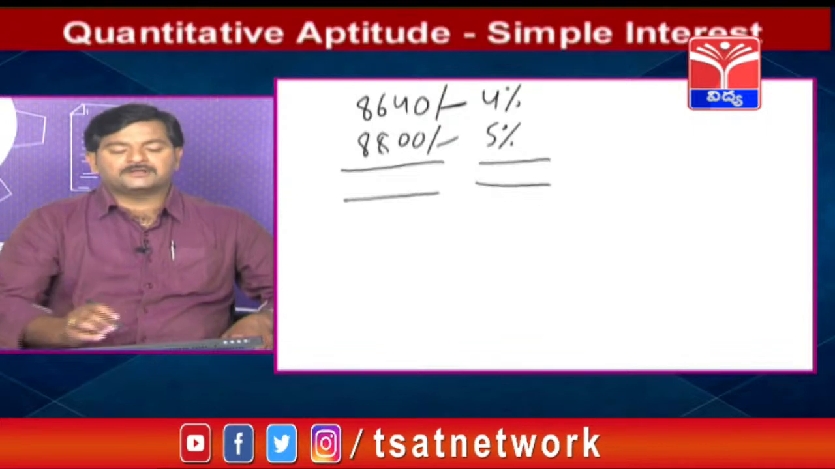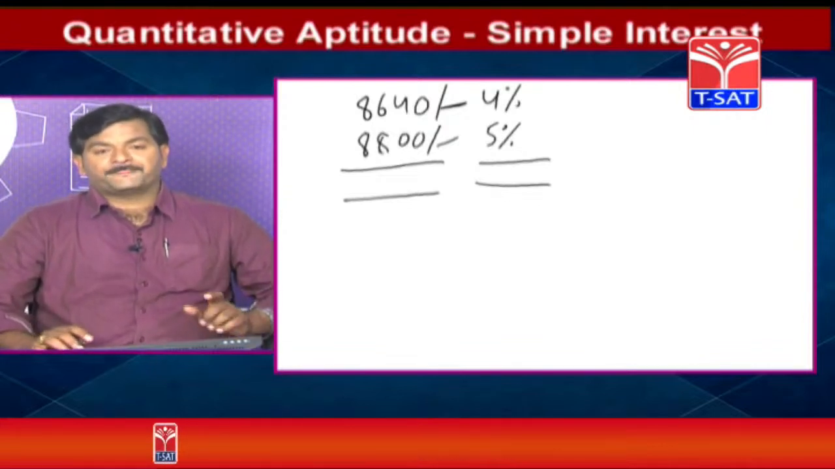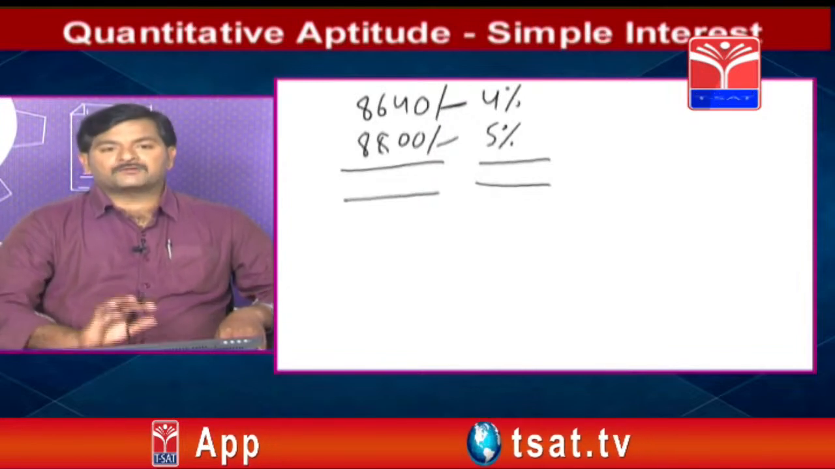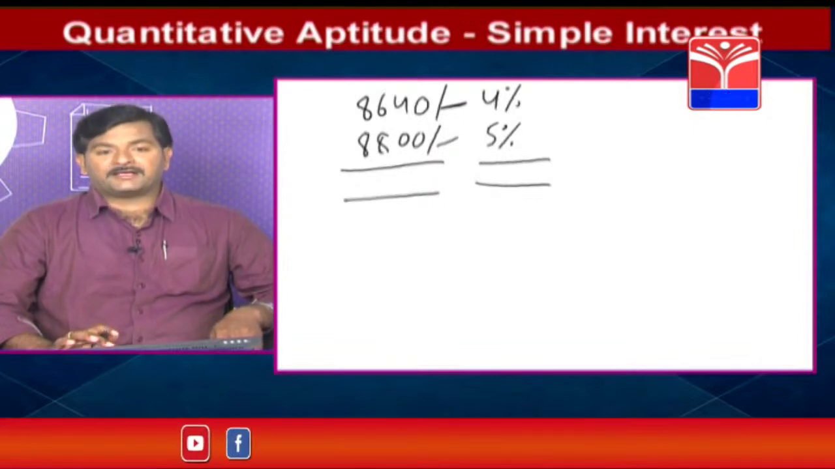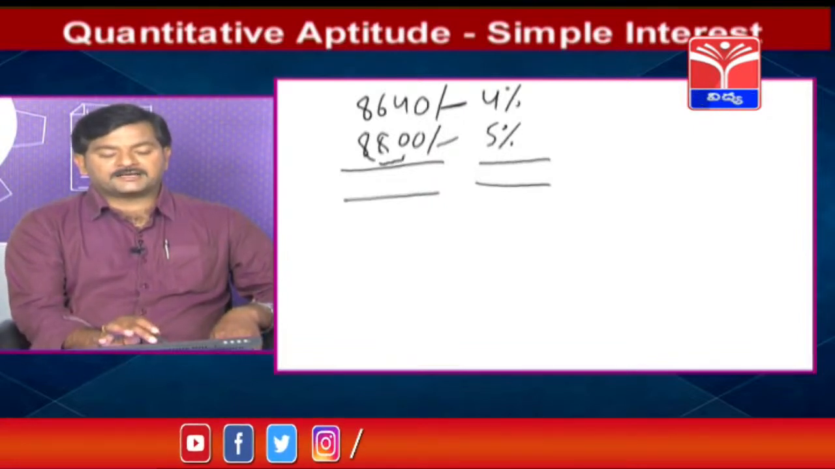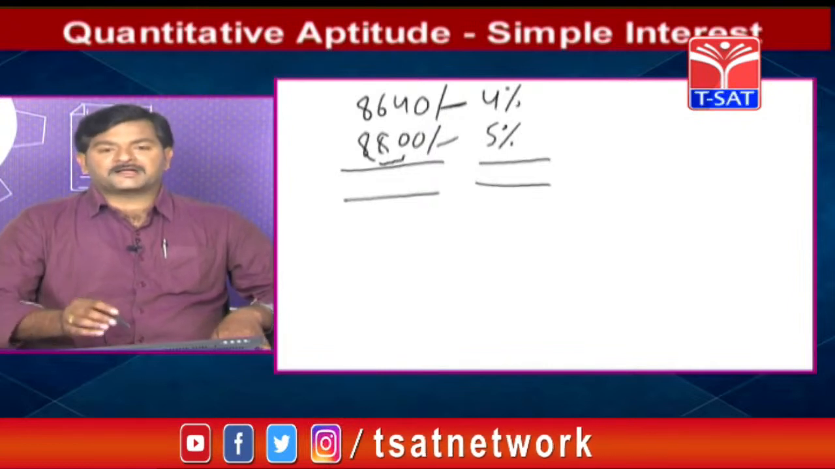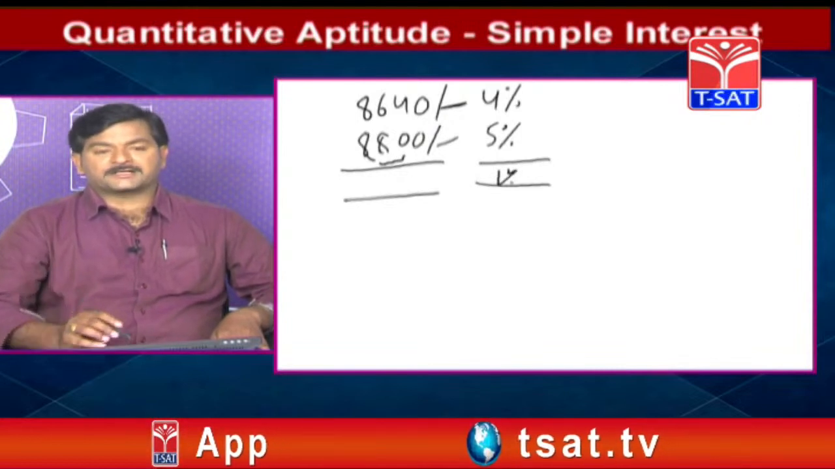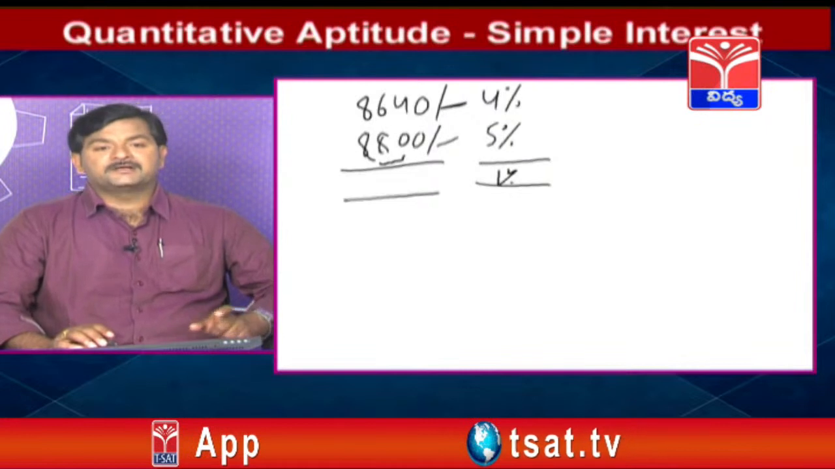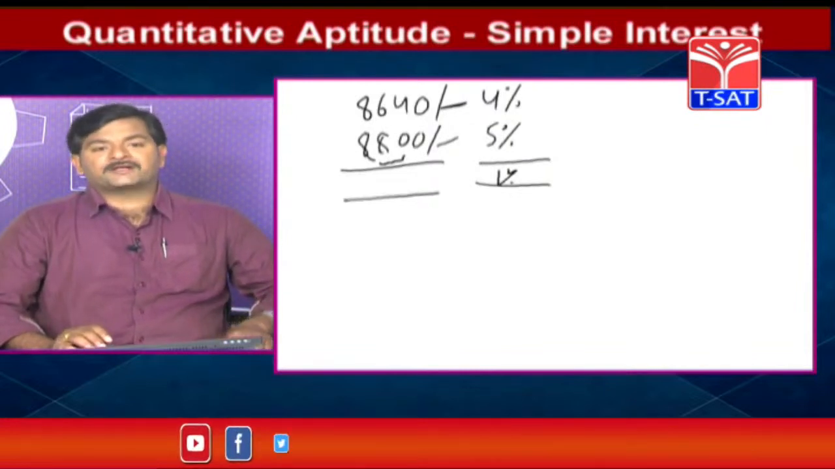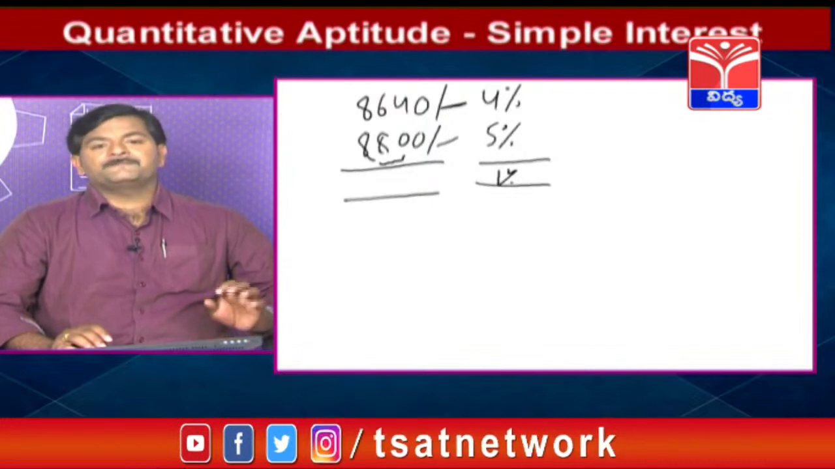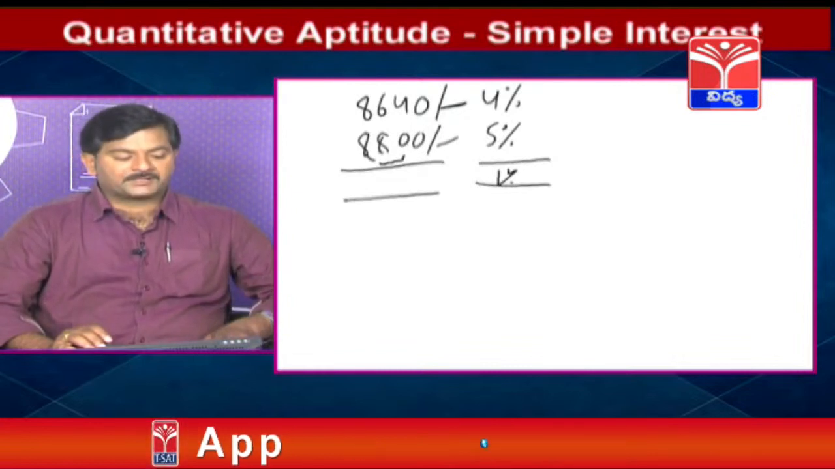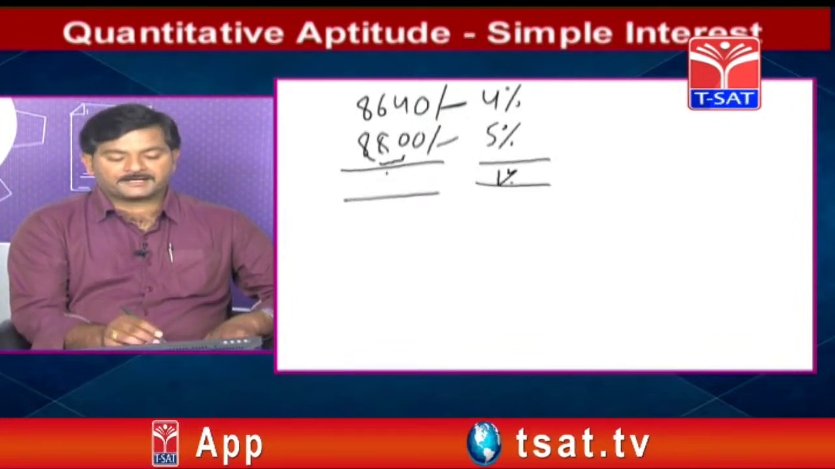So we have just seen one question. If the rate of interest is 4%, after a certain time the amount leads to 8,640. And here it is 8,800. Why is the amount increased here? Because the rate of interest is increased, by only 1%. Since the rate of interest is increased by 1%, the difference between 8,640 and 8,800 is clearly 160.